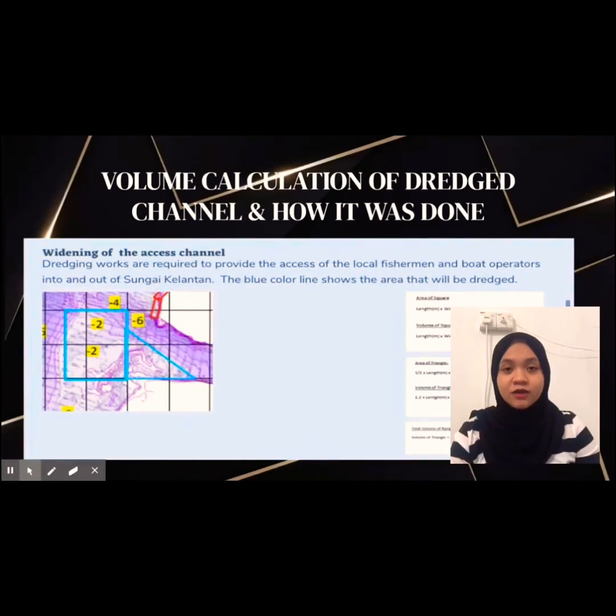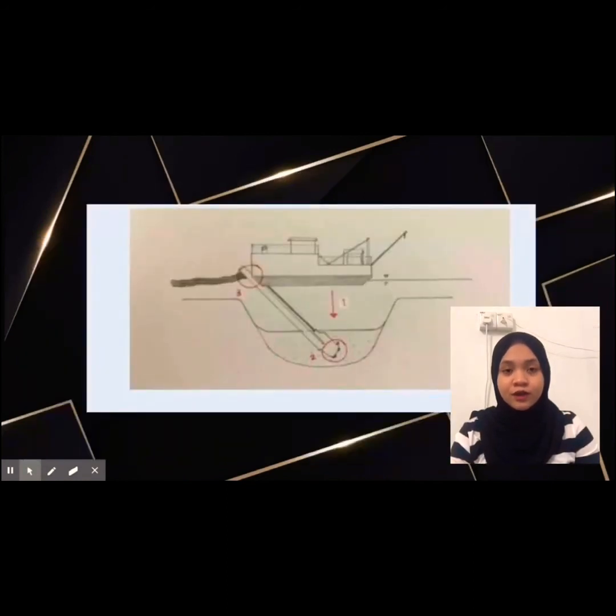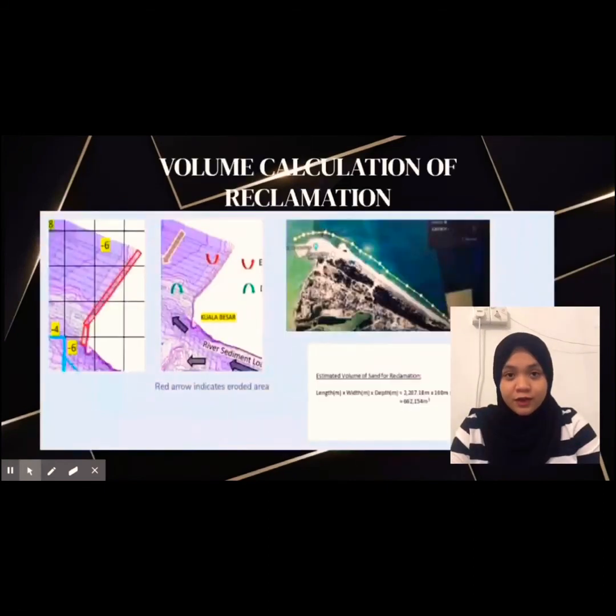Next, how the dredging was done is, first, the operator of the dredge lowers the boom to the bottom of the body of water. Next, a rotating cutter bar uses teeth to loosen the settled material as the submersible pump removes the sediment from the bottom of the waterway. Lastly, the silt and debris are transported away for the reclamation process. Then, the volume of reclamation can be calculated by the estimated volume of sand for reclamation.